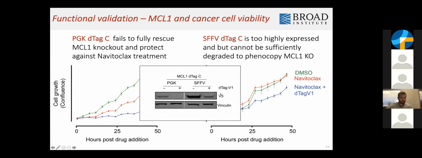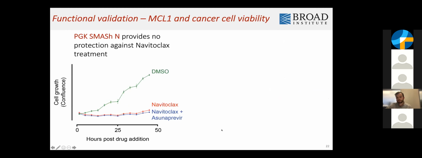We can try different promoters. In all of these kinds of experiments, you'll need to generate clones, and you can pick clones that might have the ideal expression level of your construct. Nevertheless, we had additional degron tags that we could test in this context.